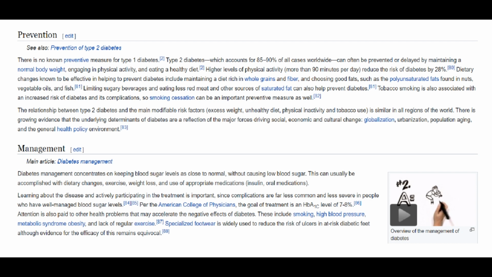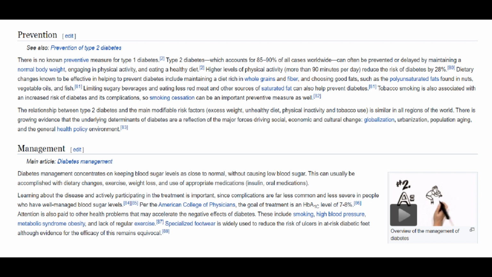Limiting sugary beverages and eating less red meat and other sources of saturated fat can also help prevent diabetes. Tobacco smoking is also associated with an increased risk of diabetes and its complications, so smoking cessation can be an important preventive measure as well. The relationship between type 2 diabetes and the main modifiable risk factors, excess weight, unhealthy diet, physical inactivity and tobacco use, is similar in all regions of the world.